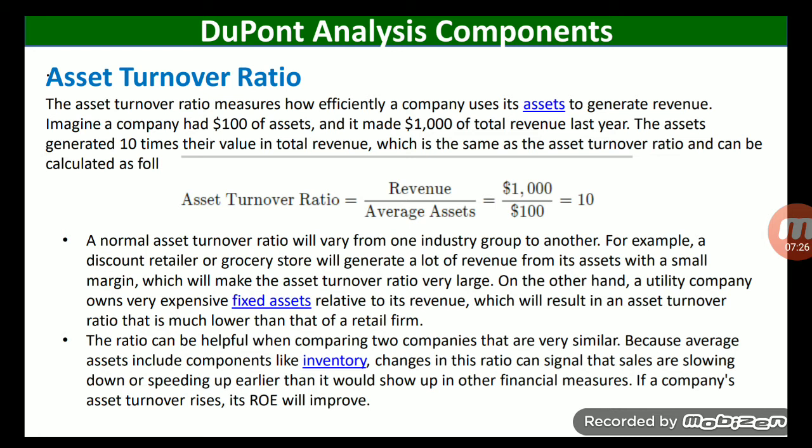The ratio can be helpful when comparing two companies that are very similar because average assets include components like inventory. Changes in this ratio can signal that sales are slowing down or speeding up earlier than it would show up in other financial measures. If a company's asset turnover rises, its return on equity will improve.